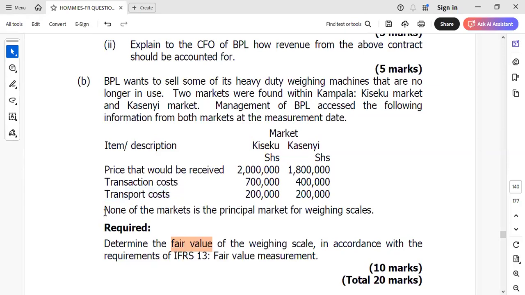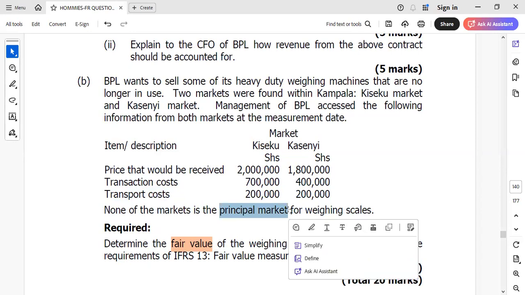You are told that none of the markets is the principal market for weighing scales. None of the markets is the principal market. This is very, very key. You don't have the principal market. So in a situation where you don't have the principal market, you must now look for the most advantageous market.